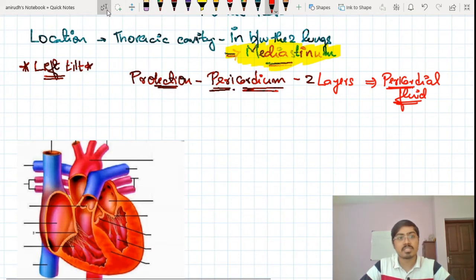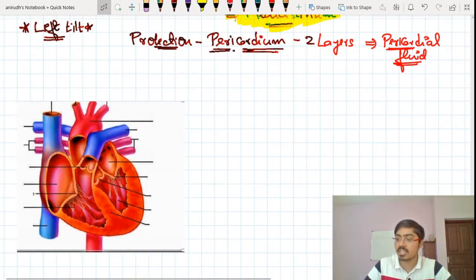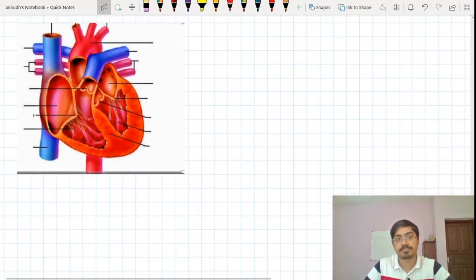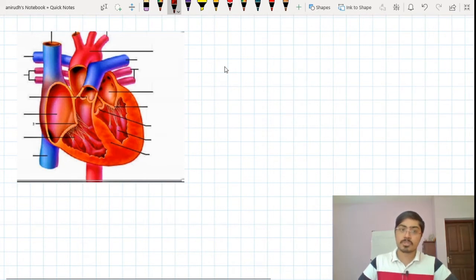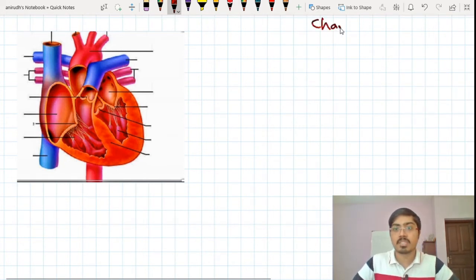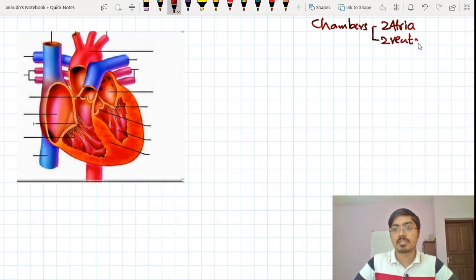Now let us take this forward to the explanation of an NCERT image, and this is a very important kind of understanding that you are supposed to have. We are supposed to know the chambers of the heart first of all. So the heart has 4 chambers, 2 atria and 2 ventricles. This is my right atrium, this is my left atrium.